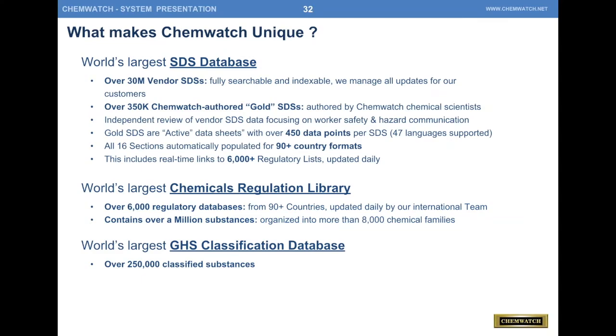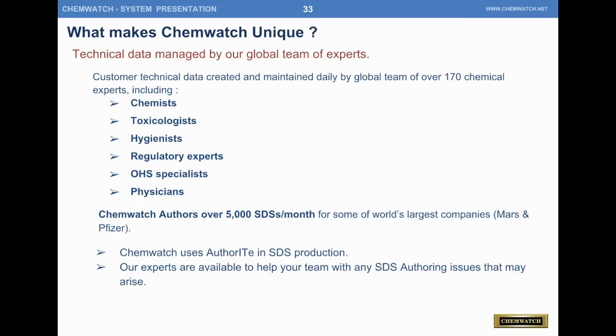For people interested in authoring, probably very few in this webinar, we do have a JHS classification database that we use for our authoring. We have about 170 employees: chemists, toxicologists, regulatory experts. As a company, we still author about 5,000 SDSs a month, so authoring SDSs is still a very large part of our business. And it's nice because if you have a question about SDS or transportation, one of our experts can help you with that.